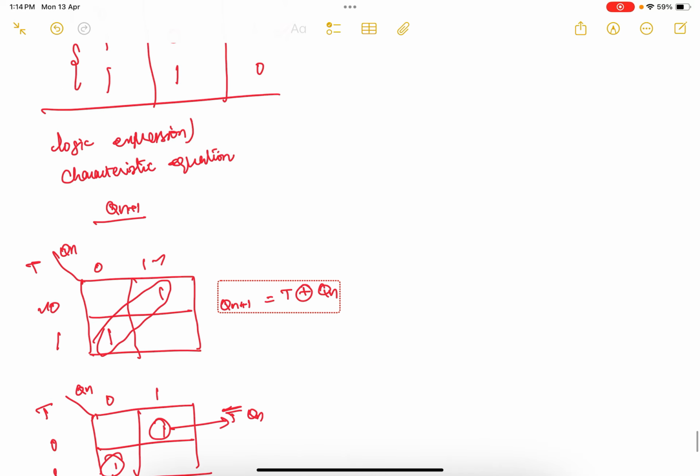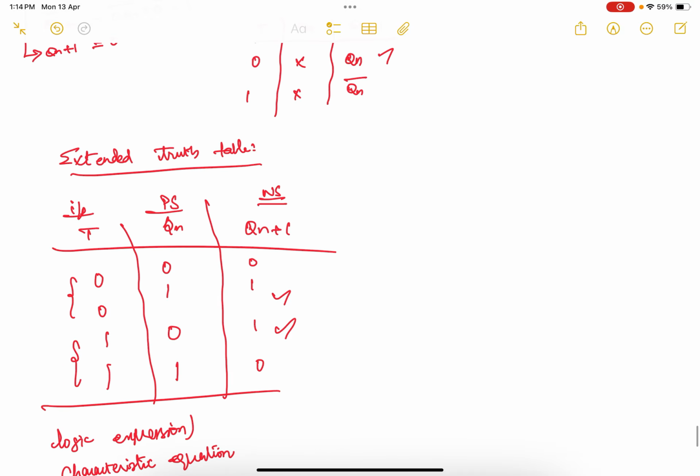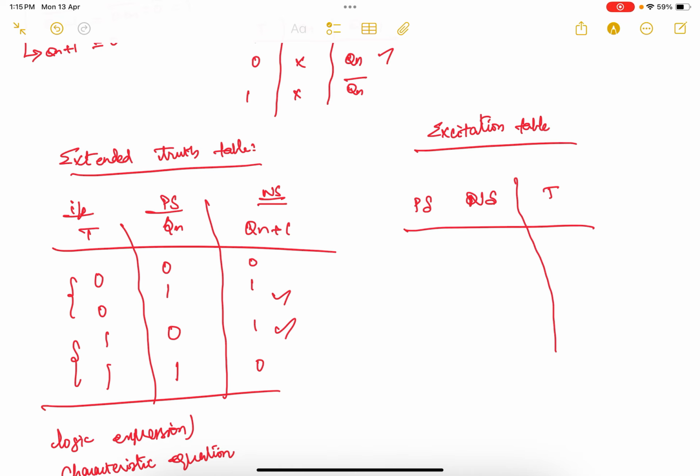So now, using this extended truth table, we are going to derive the final thing, which is nothing but your excitation table. When you talk about the excitation table, already we know that it depends on your present state and next state. Based on that I am going to find your mandatory input T. Your present state and next state can be either 0 0, 0 1, 1 0 or 1 1. We want to check where you have this particular condition.